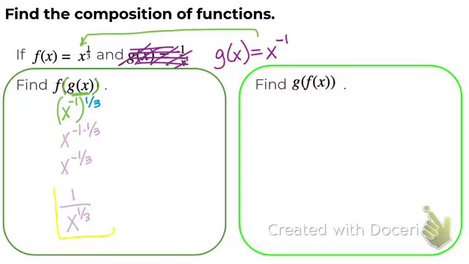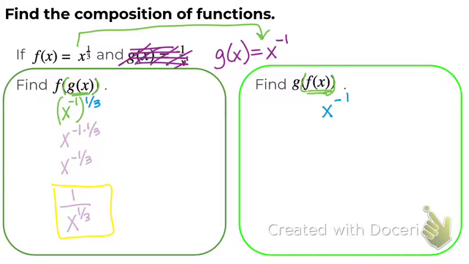Now let's do the next one. So in this case, we are going to take f of x and substitute it into g of x. So the opposite way, we're going to take f of x and substitute it into g of x wherever there's an x. So I'm going to start off with what g of x is, which is x to the negative first power. And now erase that x, and instead I'm going to substitute in f of x, which is x to the 1/3 power.